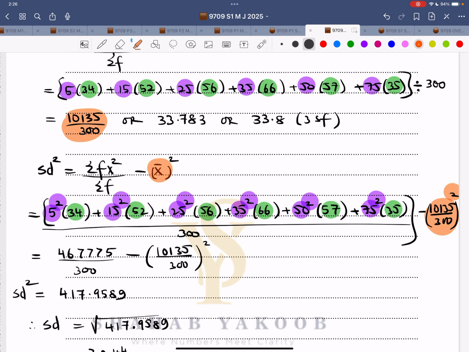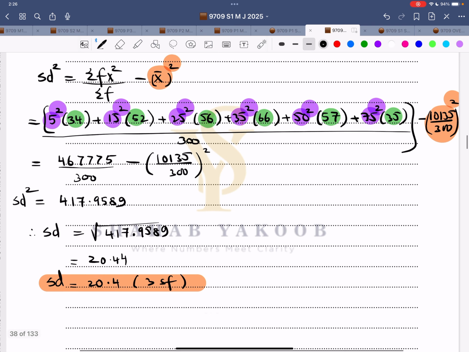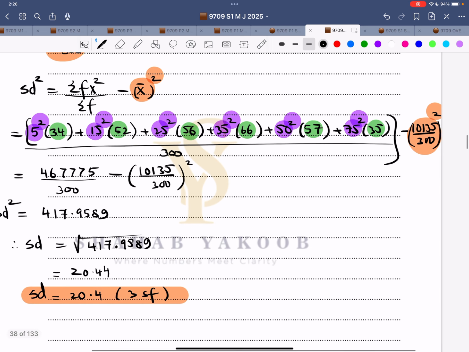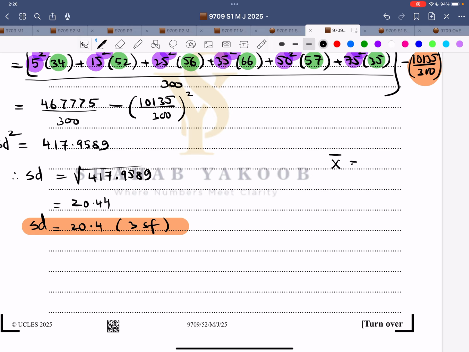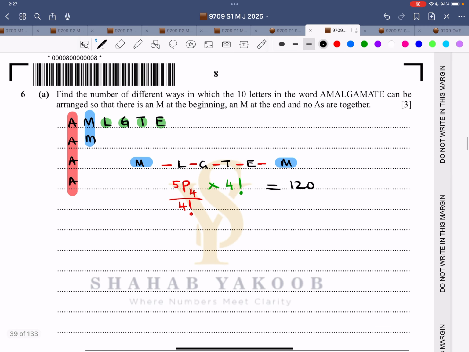That is this thing. I think the steps are all clear, and the standard deviation is coming out to be this. So standard deviation is 20.4 and the mean is 33.8. So let me write over here, X bar is 33.8, standard deviation is 20.4. Both answers are given correct to 3 SF. Take care of the accuracy. Don't lose any marks for that.